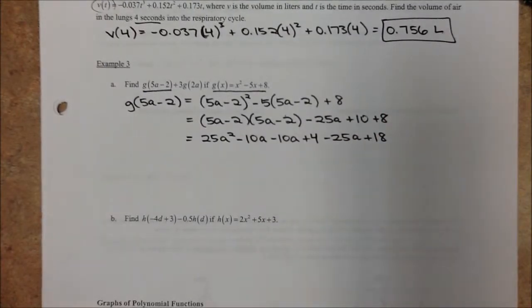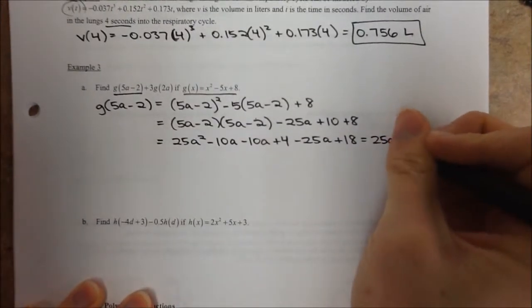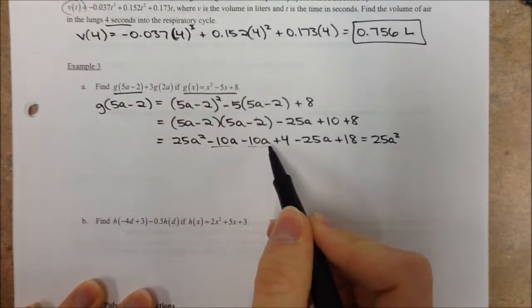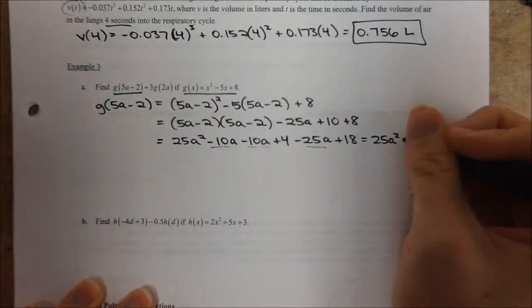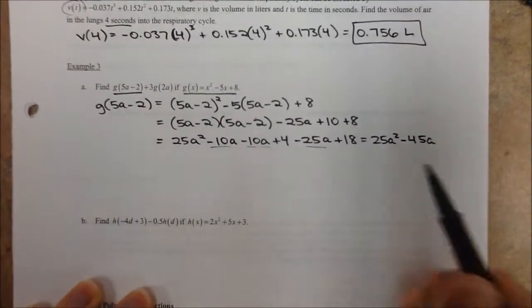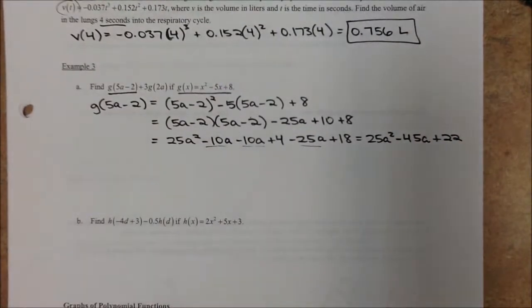So my last step for this piece anyways is to combine up all of my like terms. All right, so let me write what I've got so far. So I have 25a squared. I have minus 10a minus 10a, so I'm at -20a, and then minus 25a, so that is a -45a. I have a 4 and an 18, so that's 22. Okay, so that's where I'm at so far.